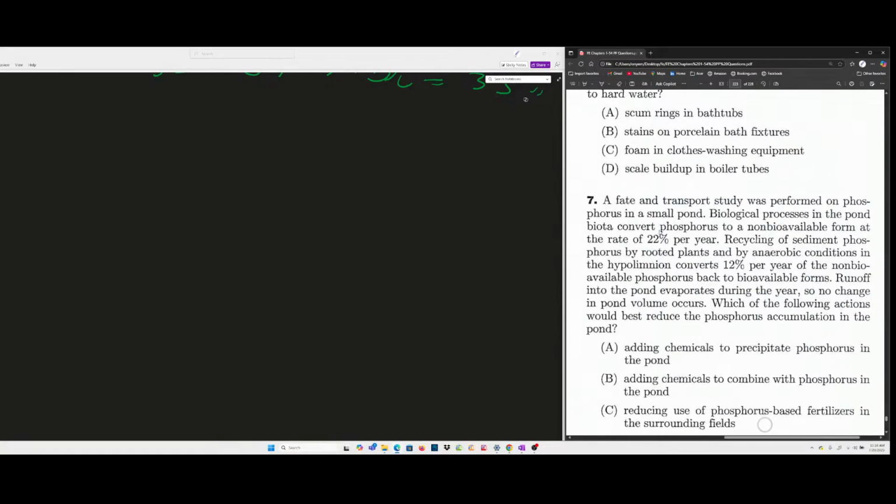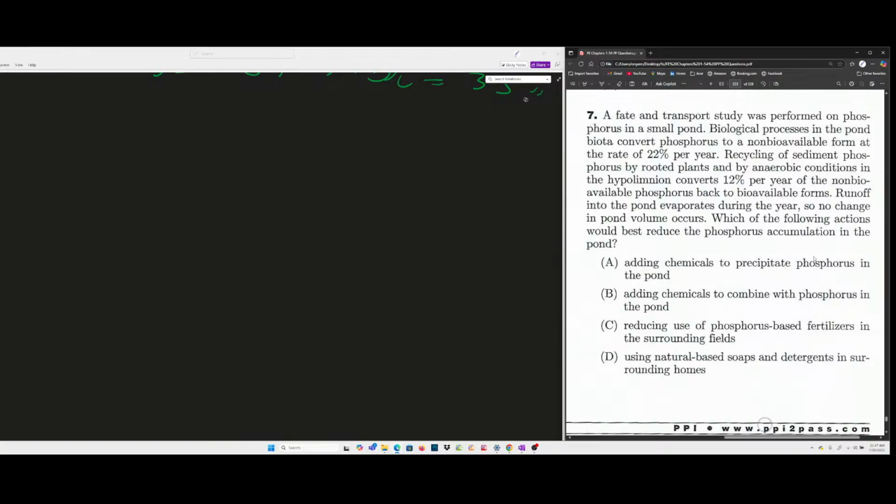We have a fate and transfer study that was performed on phosphorus in a small pond. Biological process in the pond biota converts phosphorus to non-bioavailable form at a rate of 22% per year. Recycling of sediment phosphorus by rooted plants and anaerobic condition in a hypolimnion convert 12% per year of non-bioavailable phosphorus back to bioavailable forms. Runoff into the water evaporates during the year, so no change in the pond volume. Which of the following actions would best reduce the phosphorus accumulation in the pond?